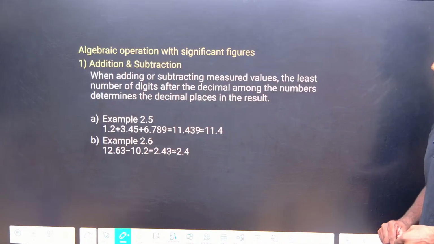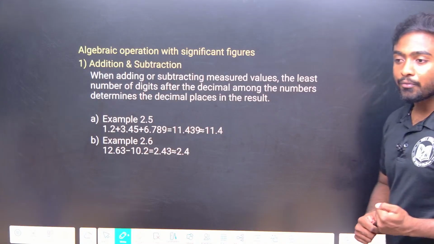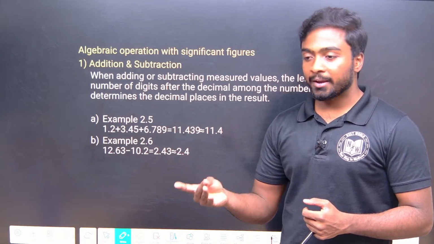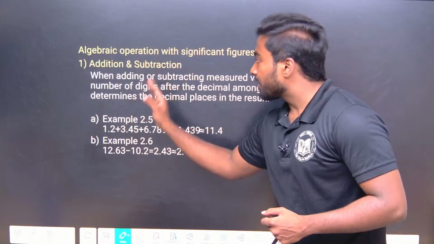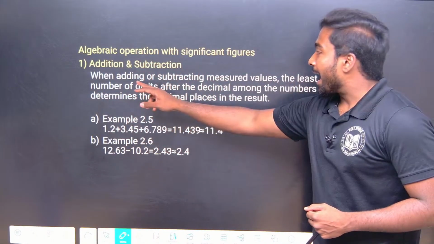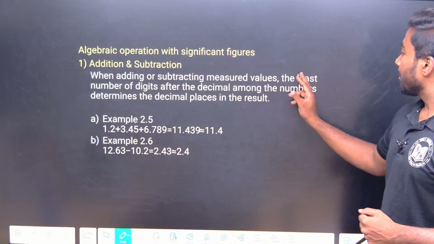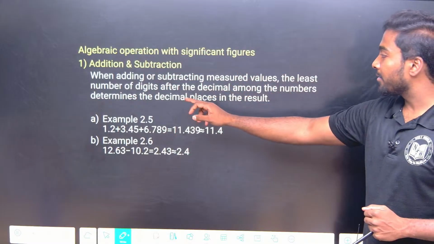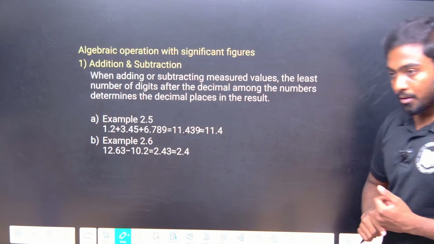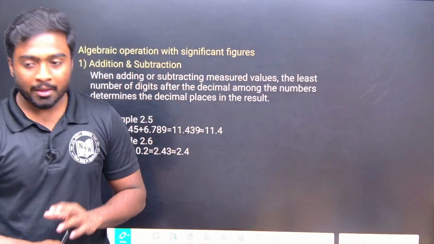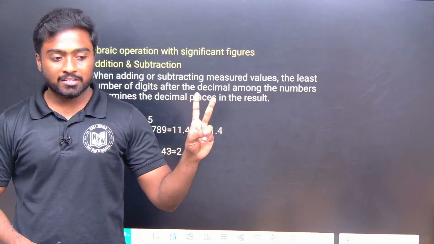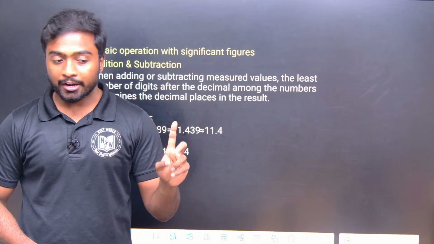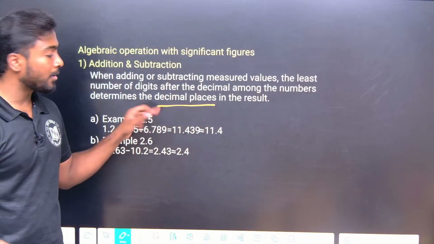Algebraic operation with significant figures. So what is the meaning of algebraic? Addition, subtraction, multiplication and division. So first we will see addition and subtraction. When adding or subtracting measured values, the least number of digits after the decimal among the numbers determines the decimal place in the result. We will see with examples. Keep in mind, addition and subtraction have one rule, multiplication and division have one rule. So for addition and subtraction, I need to see the least decimal value.